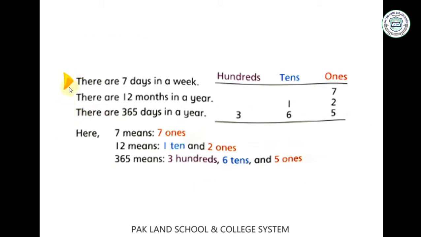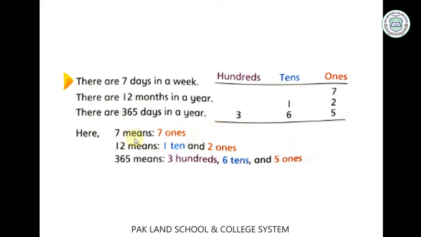Here we have an example of ones, tens and hundreds. There are 7 days in a week, so we can write the 7 in the column of ones. Then there are 12 months in a year, so we can write 2 in the column of ones, while 1 we write in the column of tens. Next, there are 365 days in a year. So we write 5 in the ones column, 6 in the tens column and 3 in the hundreds column.